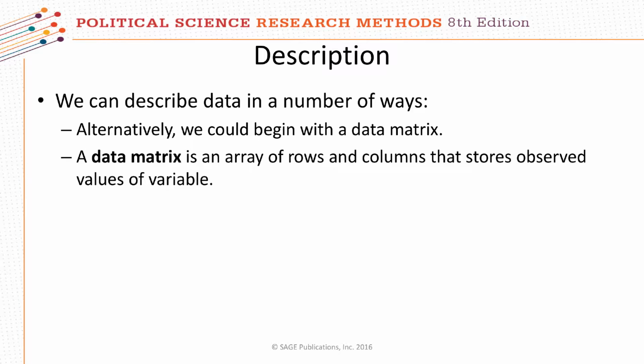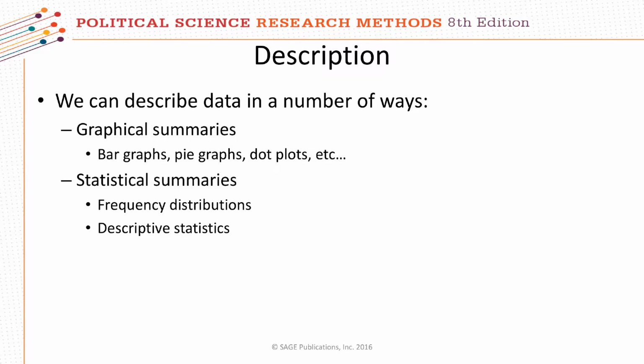This is an array of rows and columns that store observed values of a variable. Again, we'll look at some of these in a moment, but this is how you have to organize your data. In this class, you will not be required to do this. We're just talking about it now so you have an idea about what we're talking about and why we're talking about it. But in future classes, you may be required to gather your own data, to organize it, and in some way put it together. And so you'll be using a data matrix.